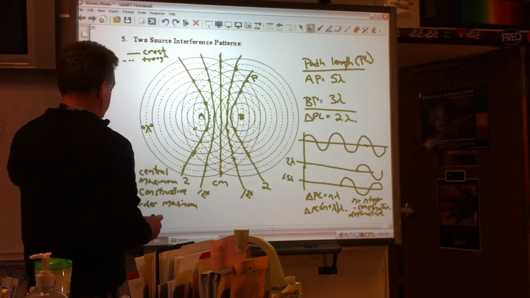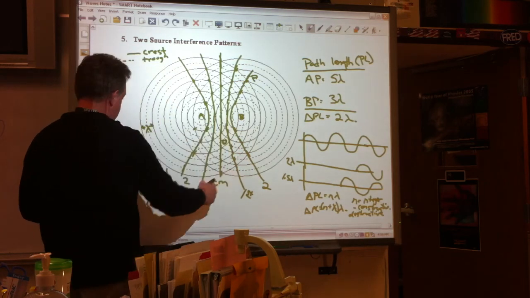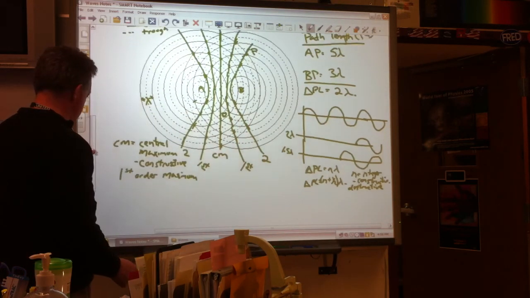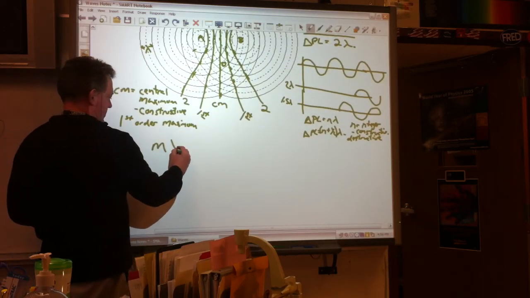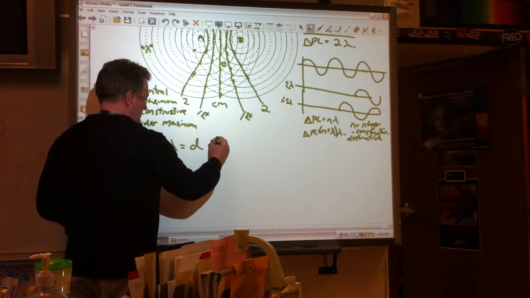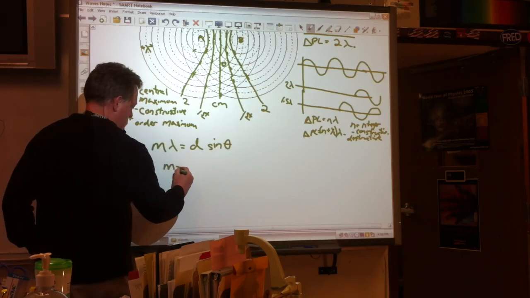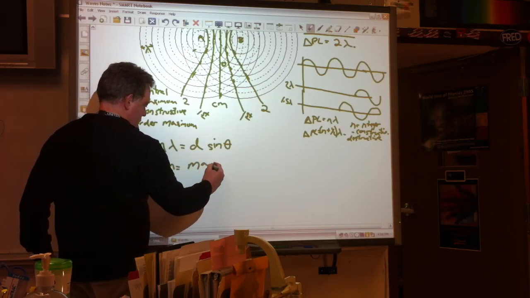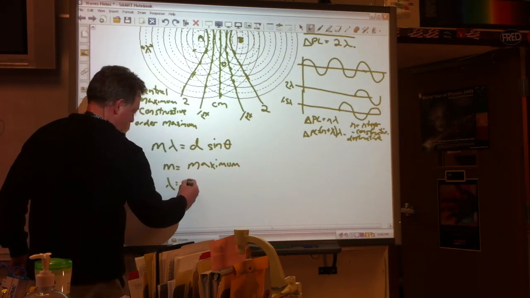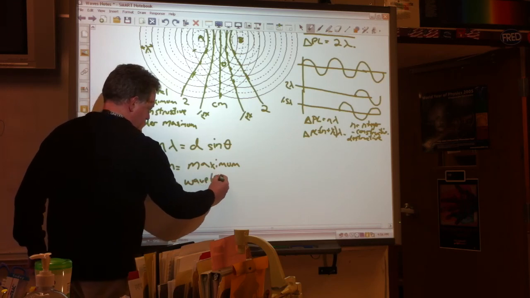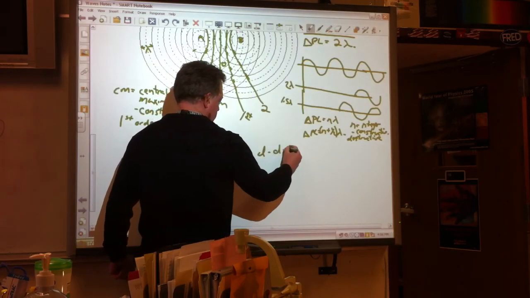Now there's an equation that goes with this. If I want to find the angle here, theta, the angle between the central max and say the first order max, there is an equation that goes with that. And that equation is m lambda equals d sine theta. So in this particular equation, m is the maximum that you're studying. Lambda, of course, is wavelength. d is the distance between sources.